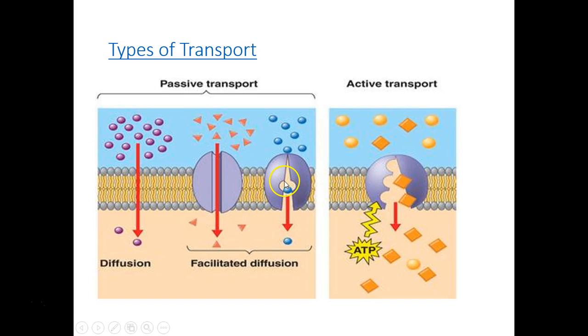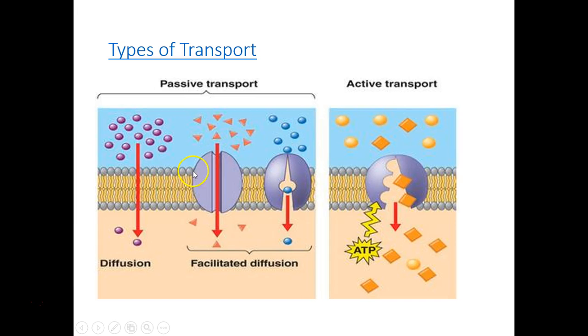Or you can have help from these proteins like we mentioned before. These proteins still move molecules from high concentration to low, all right? From high concentration to low, but these proteins do not need energy to move these molecules across the cell membrane. That's what they call facilitated diffusion. They're just there to help. That's what facilitate means, to help, to offer some support.